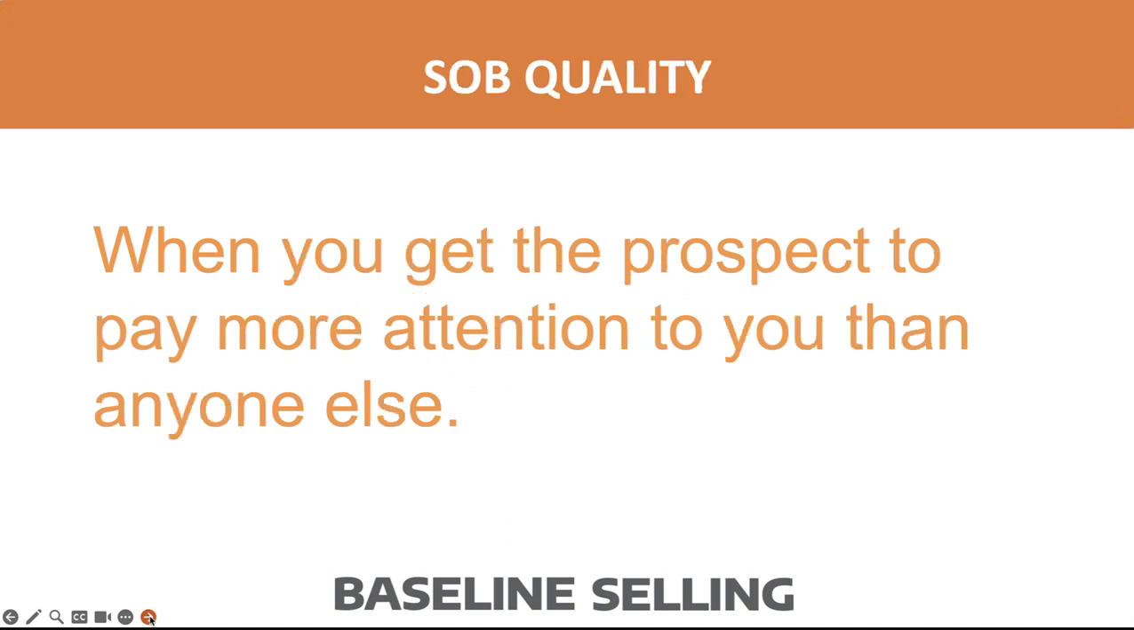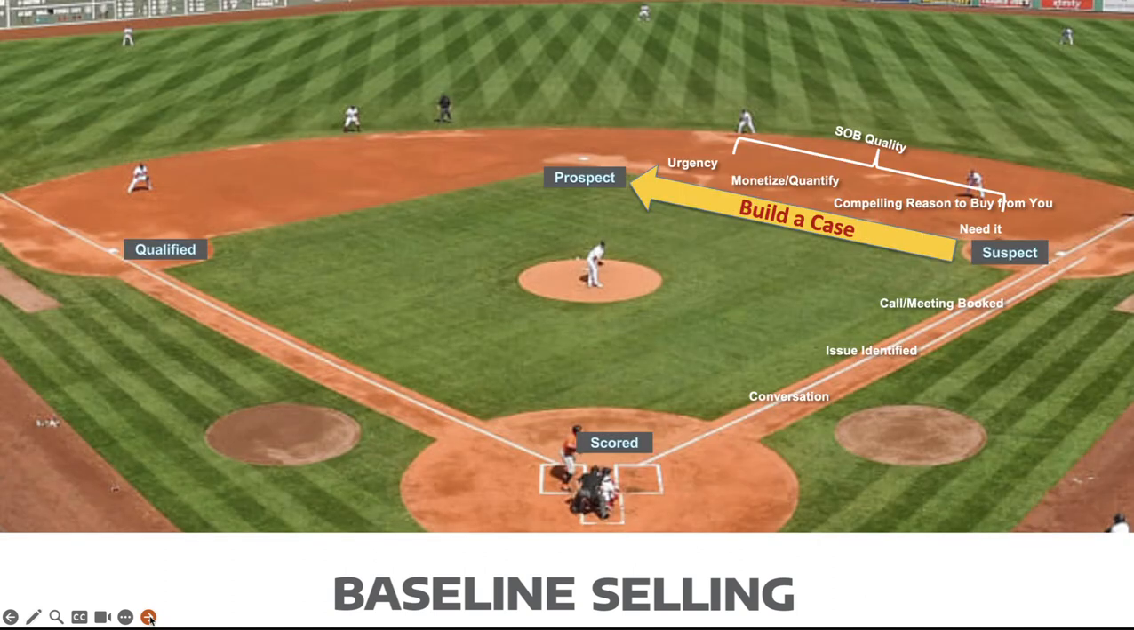And if we translate that to selling, when you get the prospect to pay more attention to you than anyone else, you have SOB quality. So now we're at second base, and the goal is now to get to third base. That's where we gauge their ability to buy from us.